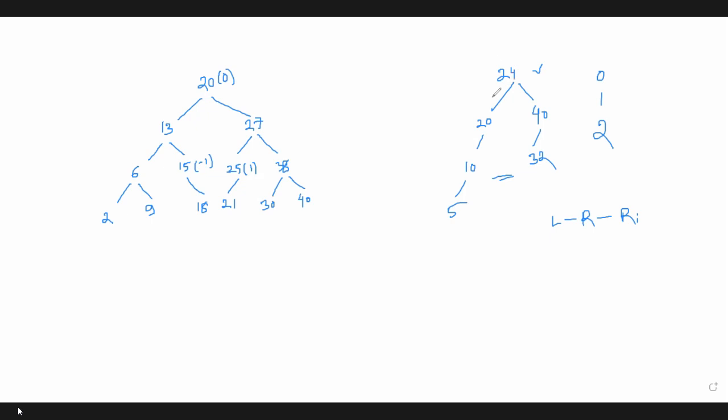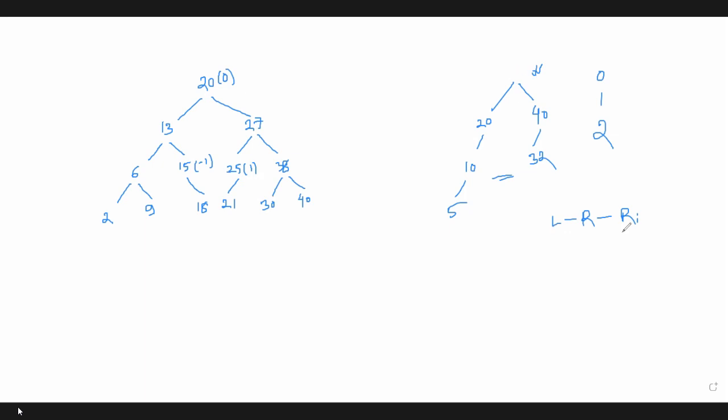So now look at this. After replacing the root node with its in order predecessor, now is it a binary search tree? Yes, because all the nodes in the left subtree are less than that node, and in the right subtree, all the node values are higher than 24. That means we can take the in order predecessor or we can take the in order successor.